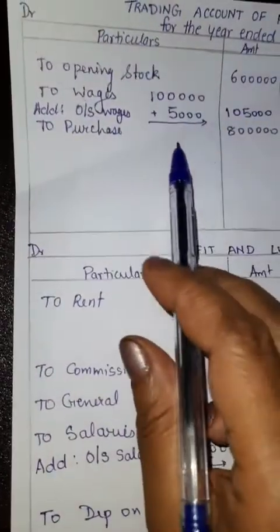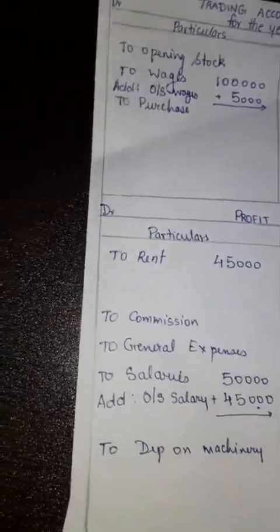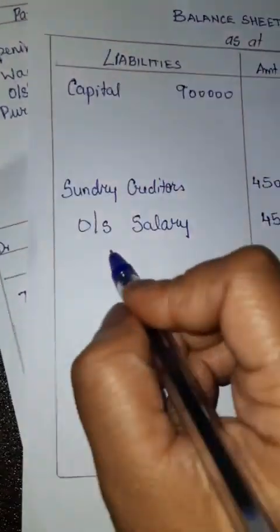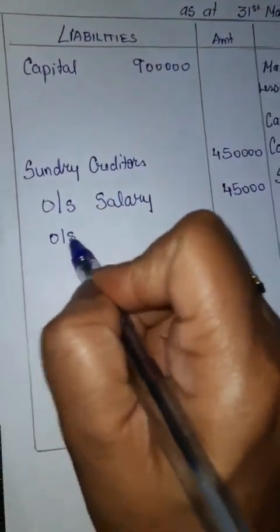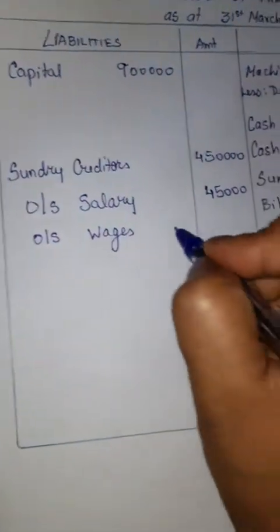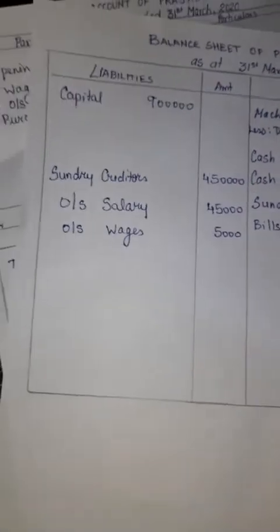The second effect of this adjustment will come in the balance sheet liability side, because it's our liability to pay these wages which are outstanding. The amount given to you is 5,000. This much amount is outstanding.